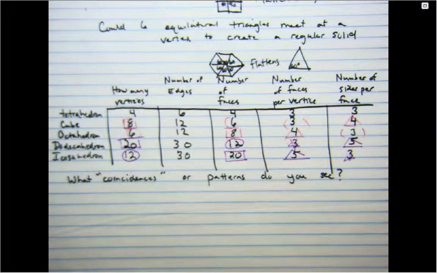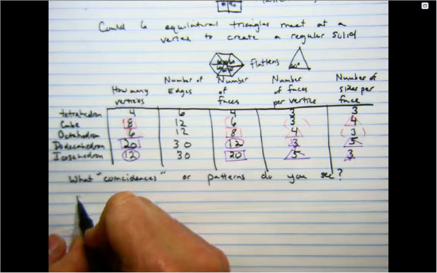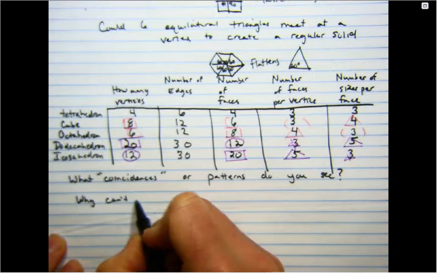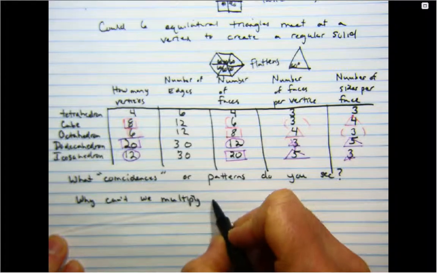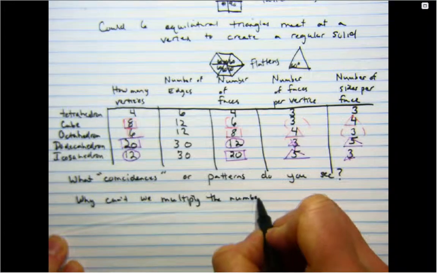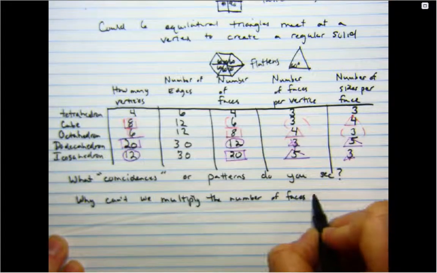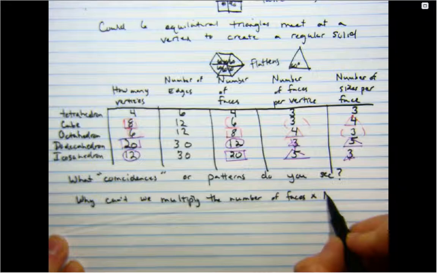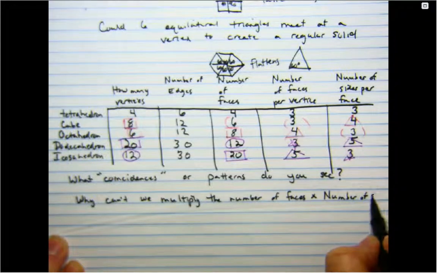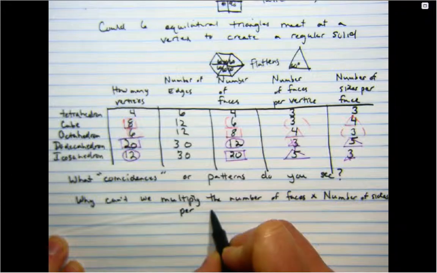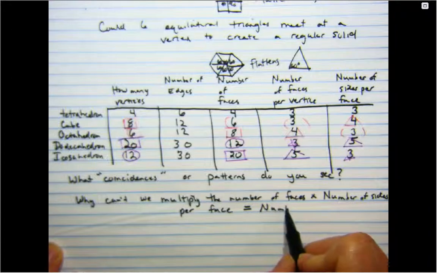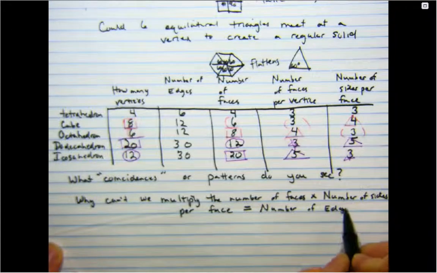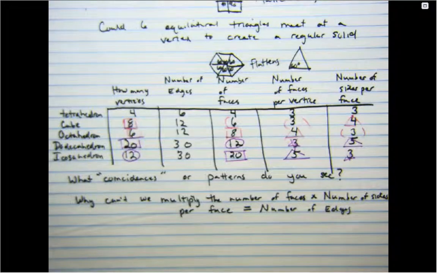I see a relationship that's missing. When we're counting edges, that's a lot of work. Why can't I just multiply the number of faces, which are easier to count, times the number of sides per face, to get the number of edges? Because that would have been a lot easier than trying to count all those edges.